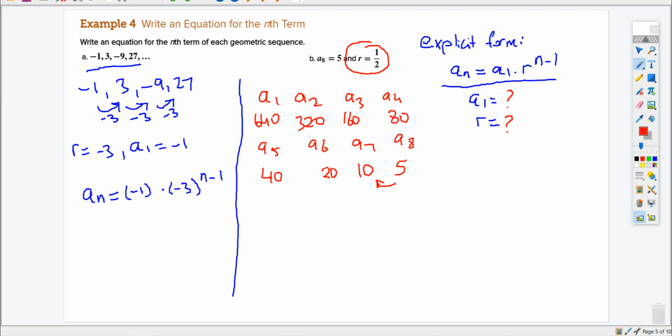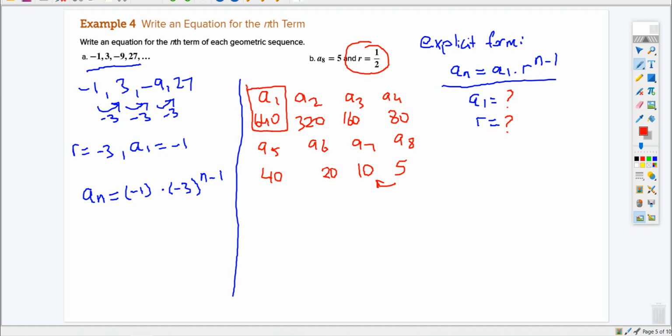If you go the normal way, from a1 through a8, 640 multiplied by 1/2 gets 320. 320 multiplied by 1/2 gets 160, and so on, until we get 5. So looks like this way we can get a1 as 640.